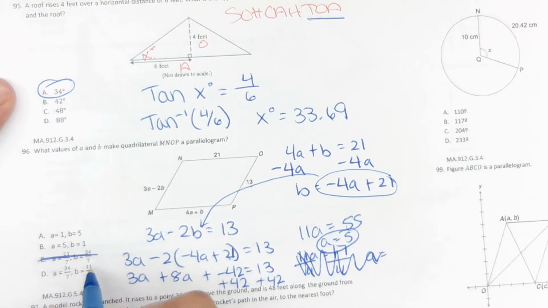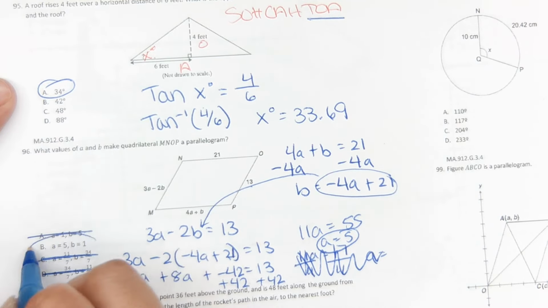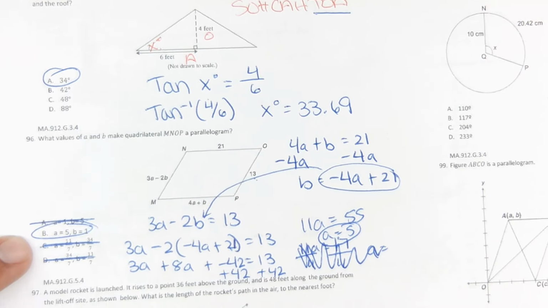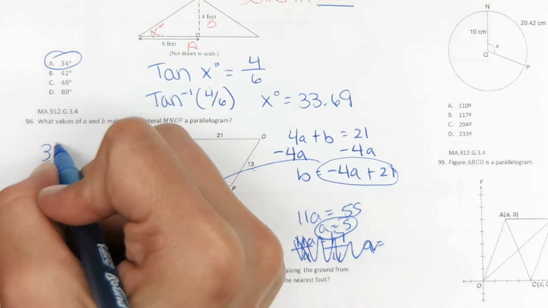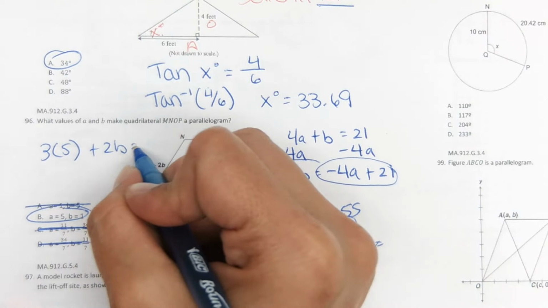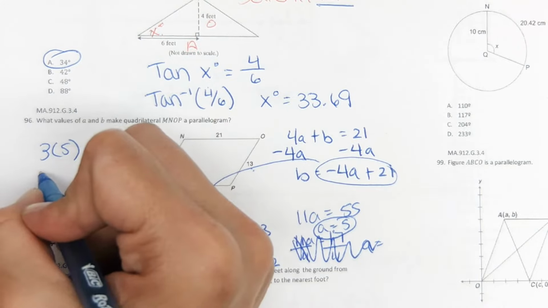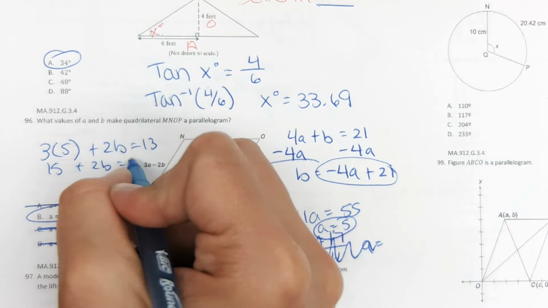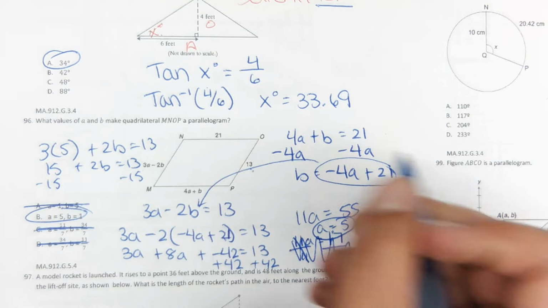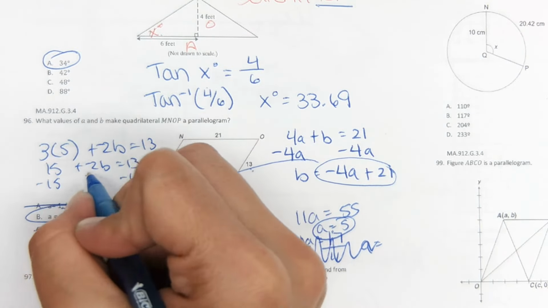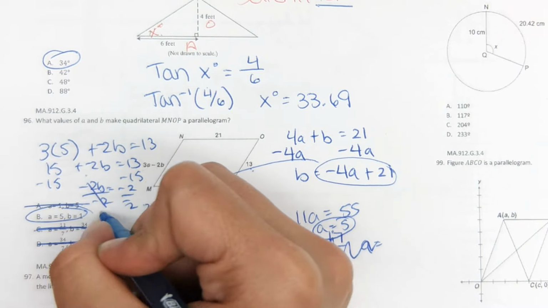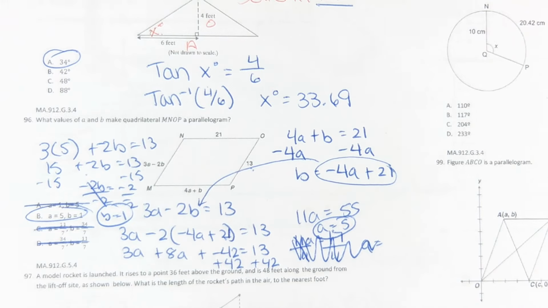But honestly, I can already choose the right answer is going to be this. So a equals 5, and then I can plug that in any one of these. 3 times 5 plus 2b equals 13. 15 plus 2b equals 13. Minus 15 minus 15. It's supposed to be negative. I'm making mistakes everywhere. Negative 2b equals negative 2. Divided by negative 2, and we get b equals 1. There we go.